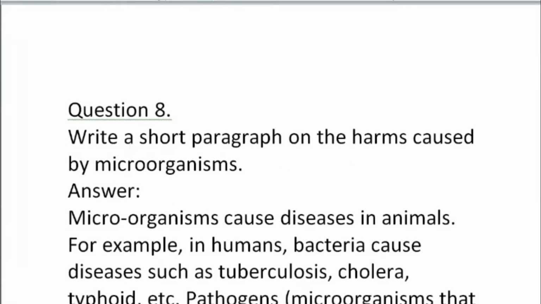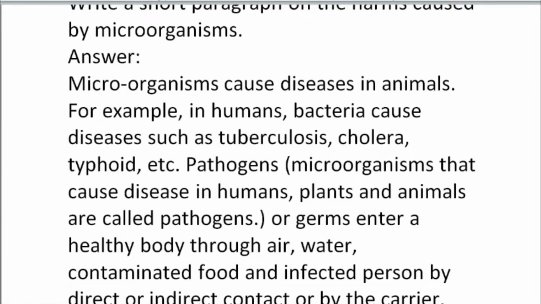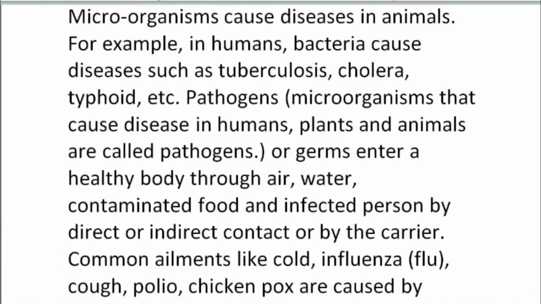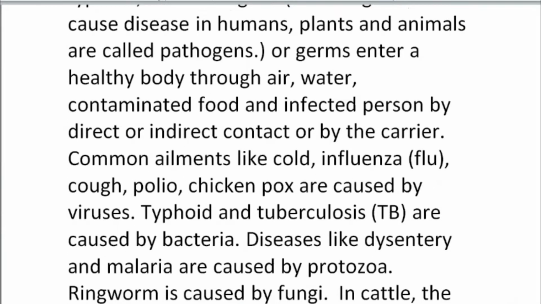Question 8. Write a short paragraph on the harms caused by microorganisms. Answer. Microorganisms cause diseases in animals. For example, in humans, bacteria cause diseases such as tuberculosis, cholera, typhoid, etc. Microorganisms that cause disease in humans, plants and animals are called pathogens, or germs. They enter a healthy body through air, water, contaminated food, an infected person by direct or indirect contact, or by a carrier. Common ailments like cold, influenza, cough, polio, chickenpox are caused by viruses.